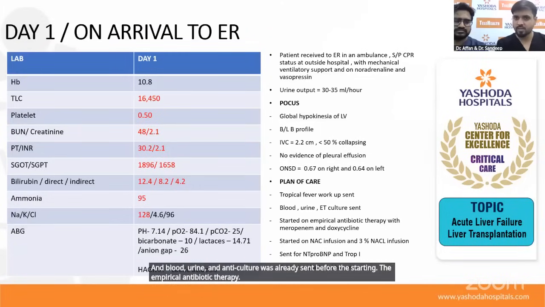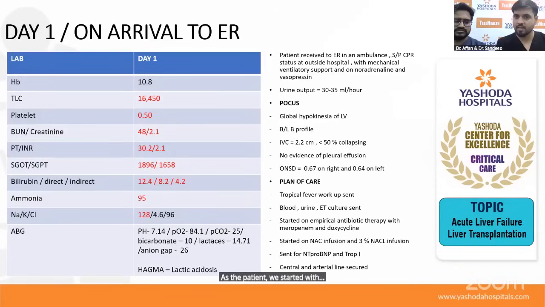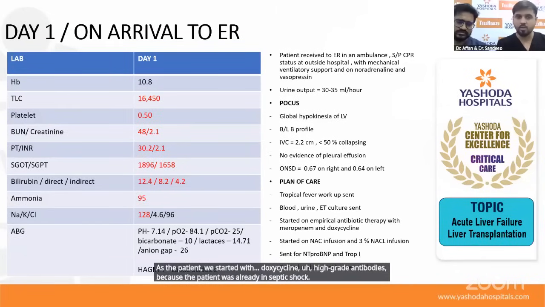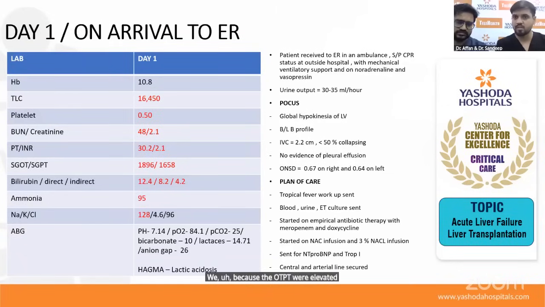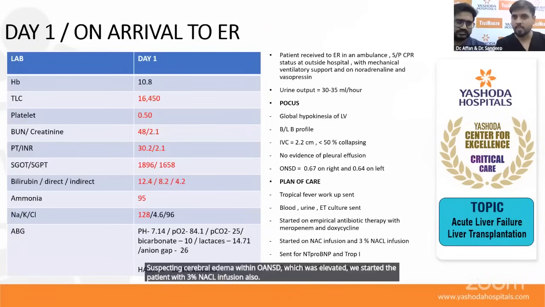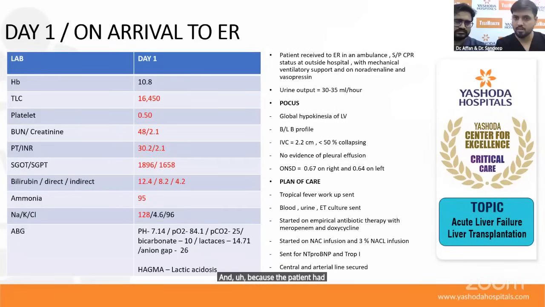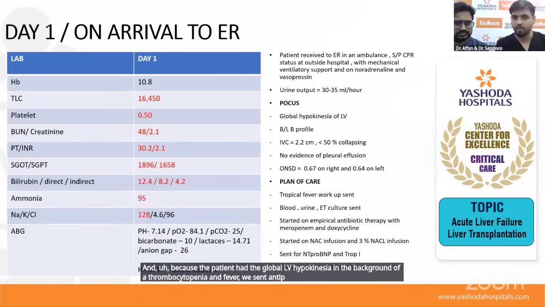We started with a carbapenem and doxycycline, high-grade antibiotics, because the patient was already in septic shock. Because the OT/PT were elevated, we started the patient on NAC infusion, and as the patient was in grade 3 hepatic encephalopathy with a low GCS, suspecting cerebral edema with an ONSD which was elevated, we started the patient on 3% NaCl infusion also. And because the patient had the global LV hypokinesia on the background of thrombocytopenia and fever, we sent NT-proBNP and troponin.